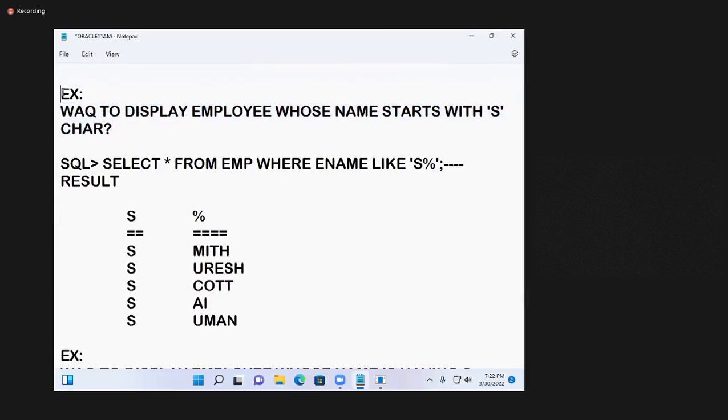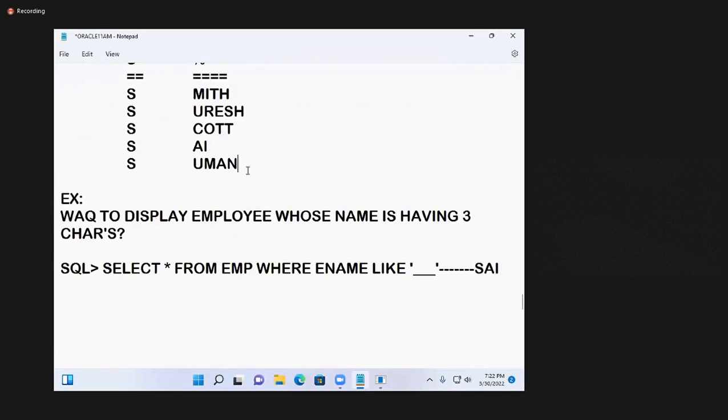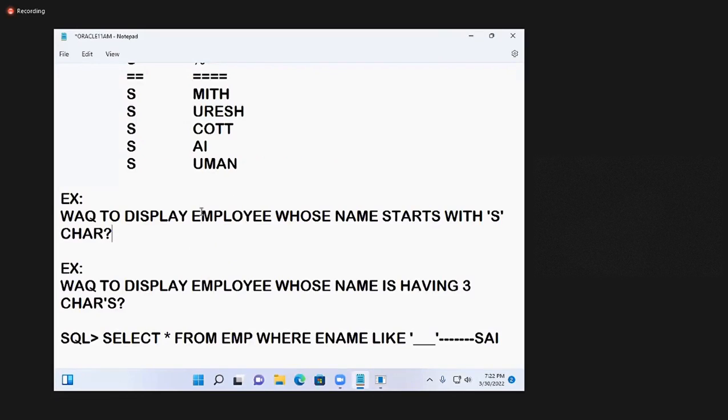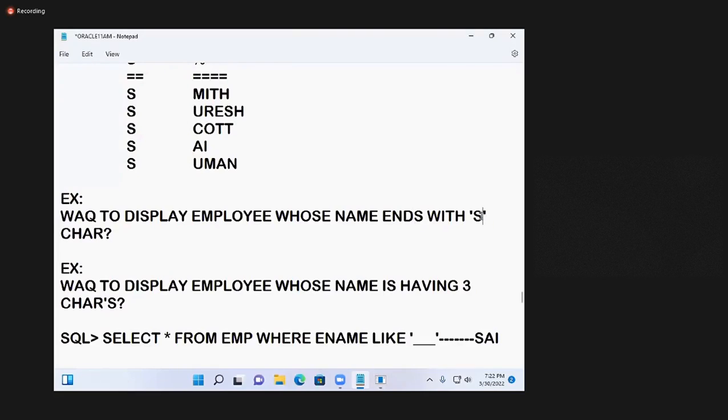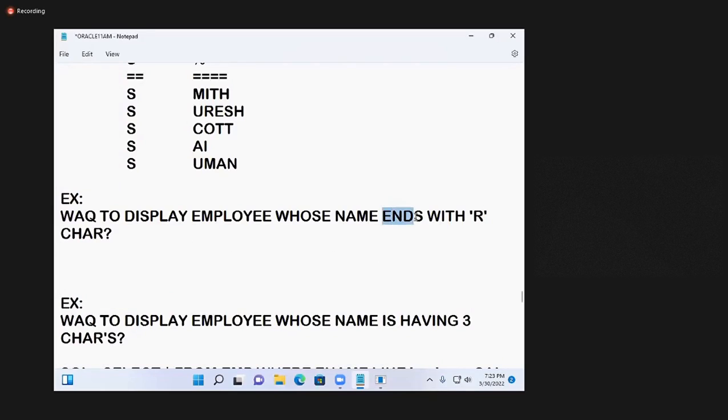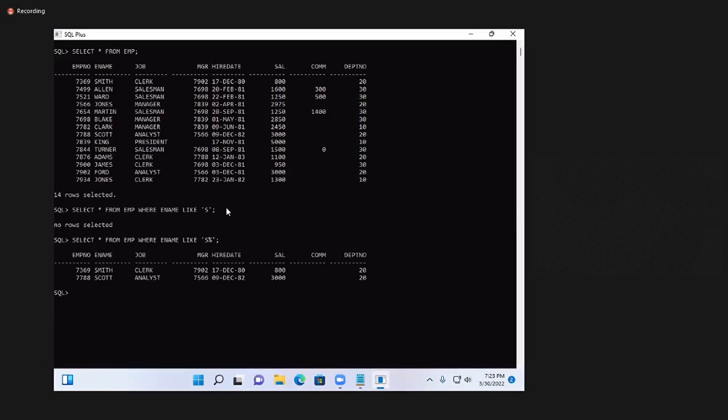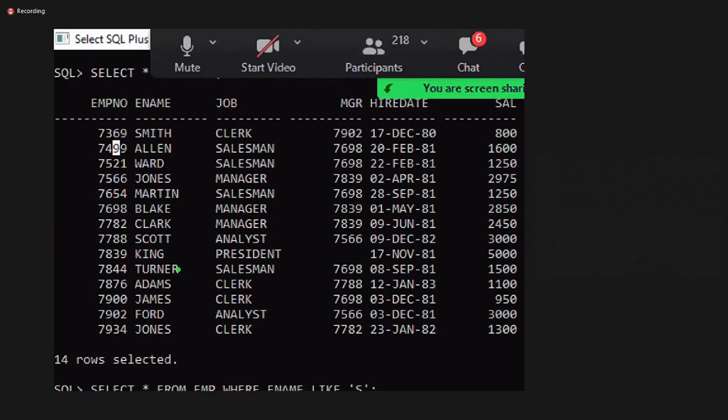And the next example: if I ask you, at the next level, write a query to display employees whose name ends with some character, for example, ends with R. Now observe, my ending character is R. Let me look in your table at which employee name ends with R. Only one person: Turner. His name ends with R.